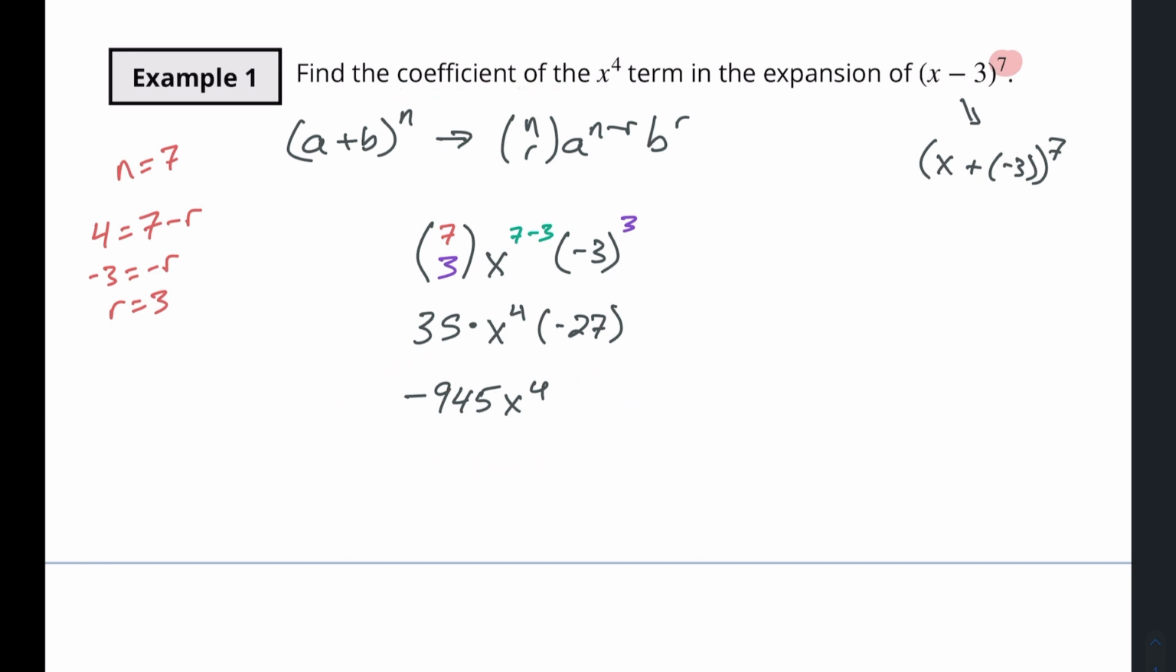So the thing that you want to keep in mind is that this here, this is the coefficient. So if you're being asked to find the coefficient in the term, your answer is negative 945. But if you were asked to find the term, then this whole thing is the term. Sometimes you're asked to find the term, sometimes you're asked to find the coefficient.